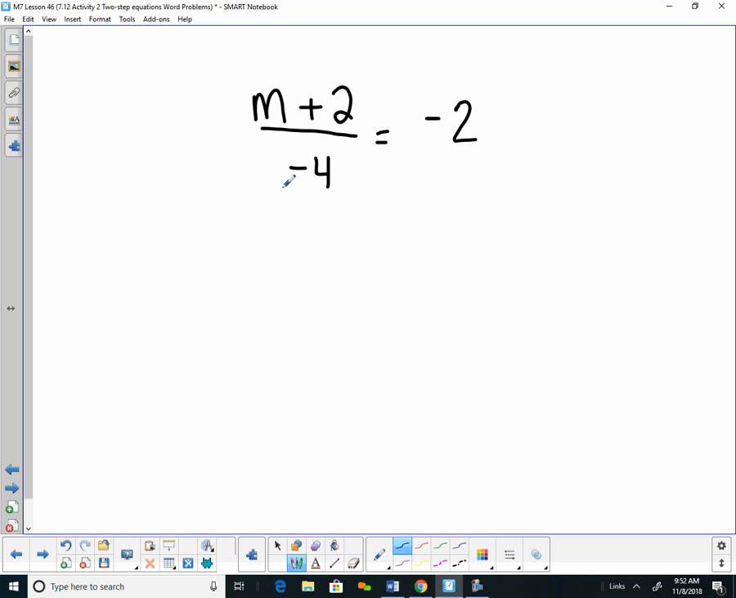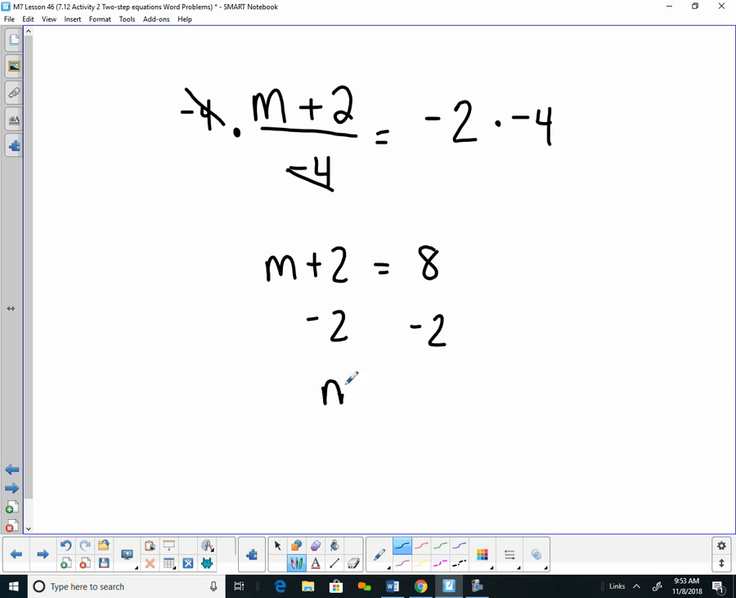Okay. When we have a problem like this, it looks a little different, but my plus 2 and m are on the top together, so I must do those together. The last step I would have done was divided by 4. So to undo, I'm going to do the divide by 4. So here I'm going to multiply both sides by -4. These cancel off. Leaves me with m plus 2 is equal to positive 8. Now I need to get rid of my add 2. So m equals 6.